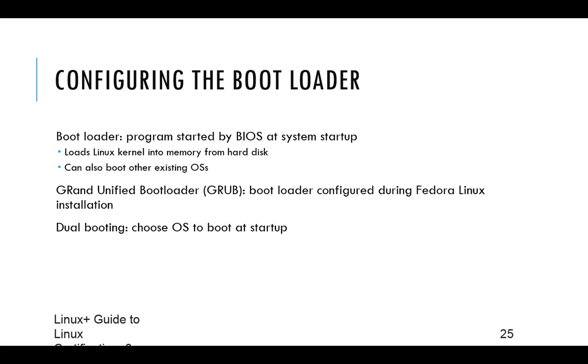Then you're going to have a bootloader. How many know what the bootloader is for Linux? Grub. Grub is the GRand Unified Bootloader, and it's configured on Fedora during install. If you want to dual boot, you can choose which OS you want at startup. That's pretty common, just like on Windows. If you put 2 Windows installs on there, you'll get the choice.